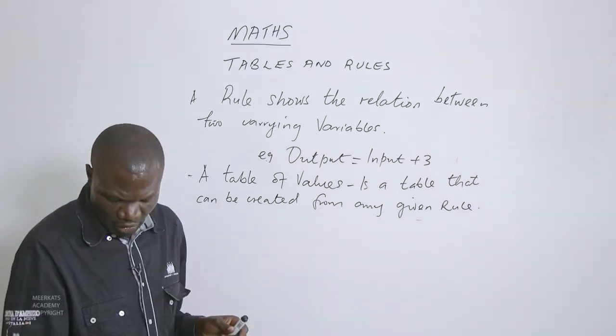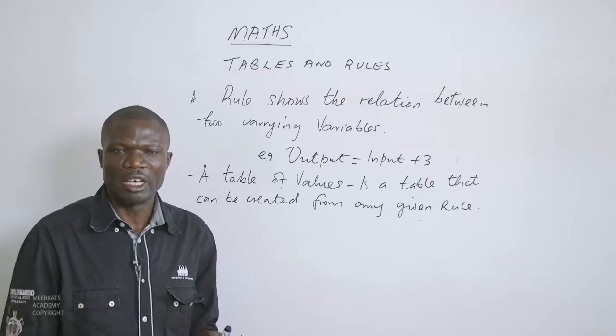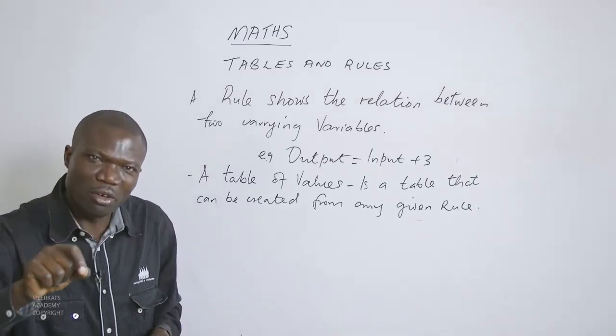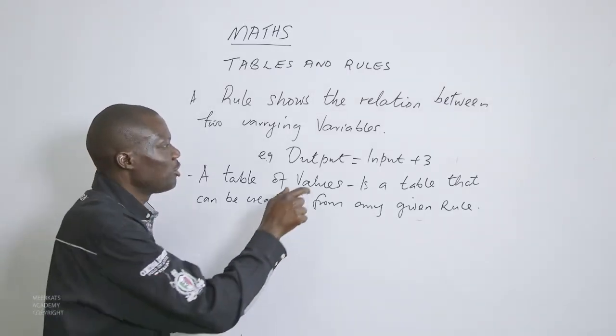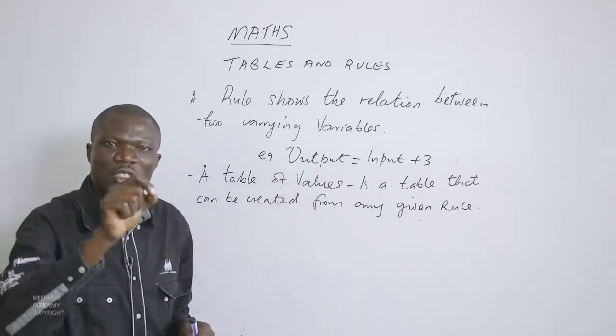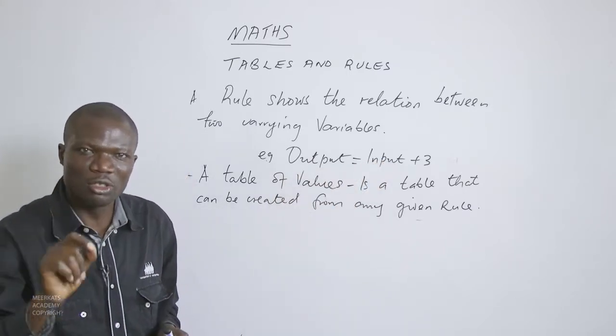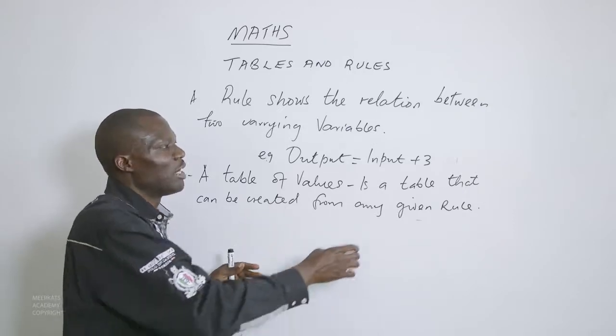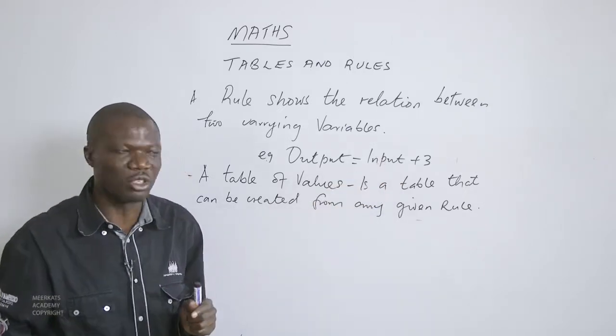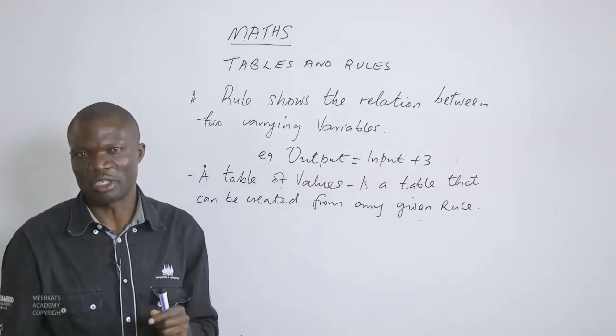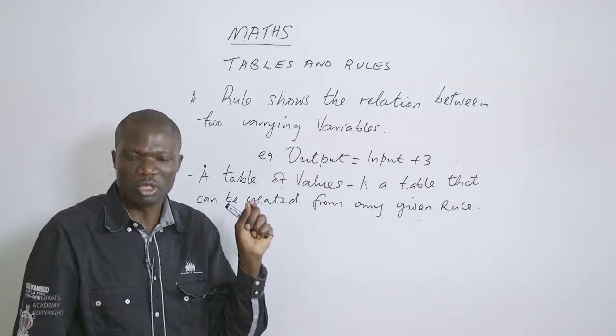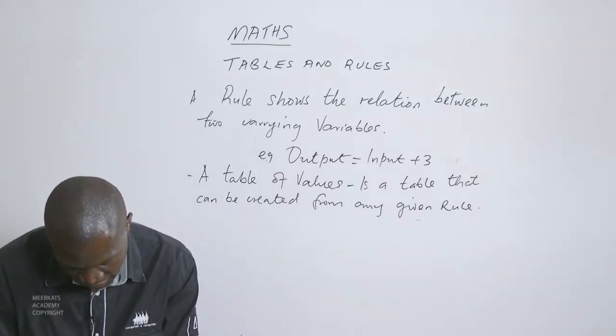Now, the table of values needs to be completed. And for us to complete the table of values, we need to have these values substituted. When you substitute, you will always find out the results. If you substitute the value of input, definitely you'll get what the output is. So this table needs to be completed.